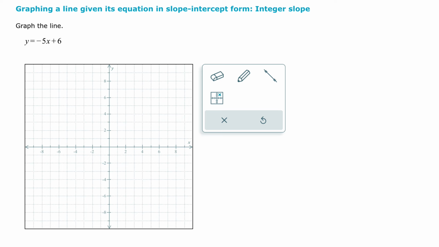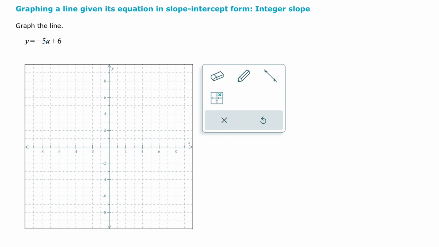In this video, we're going to talk about how to graph a line given its equation in slope-intercept form. And this problem is with an integer slope, but it works similarly if you have a slope that's a fraction. So if I have my equation here, y equals negative 5x plus 6, there's a couple ways that you could do this.